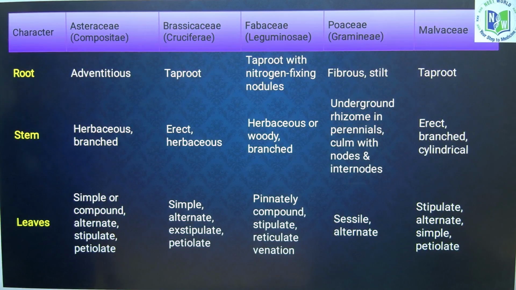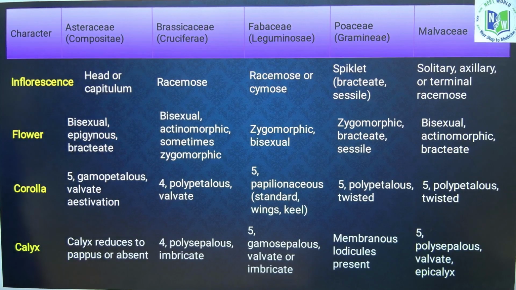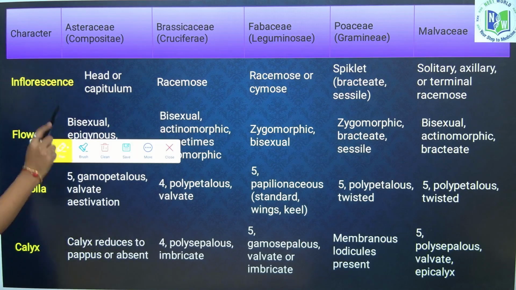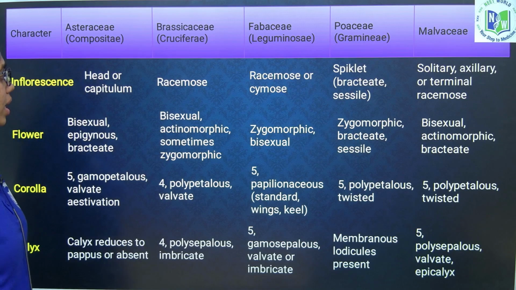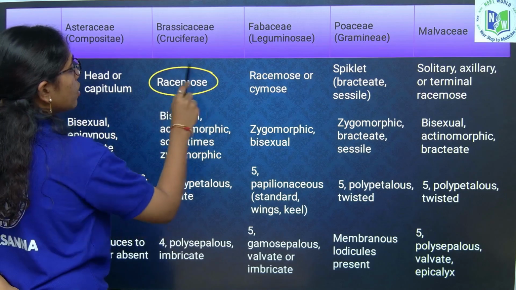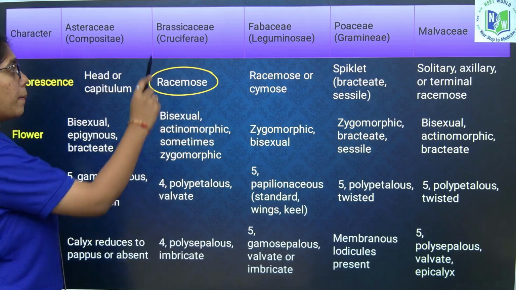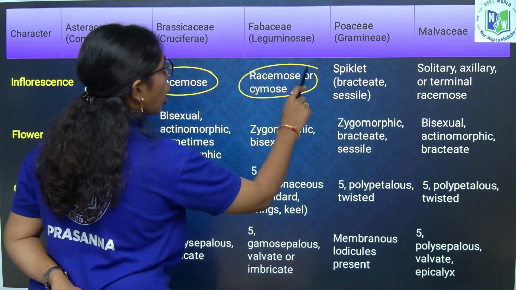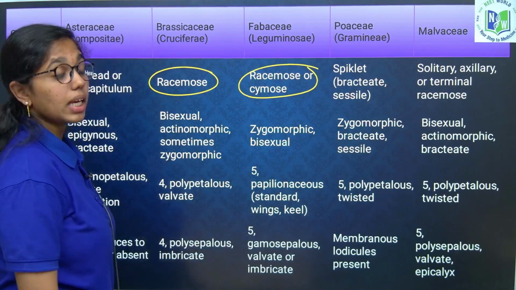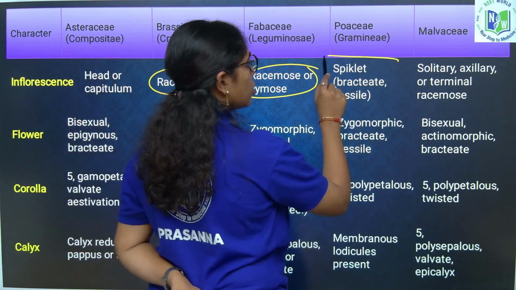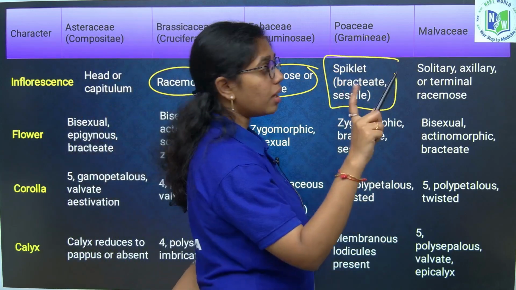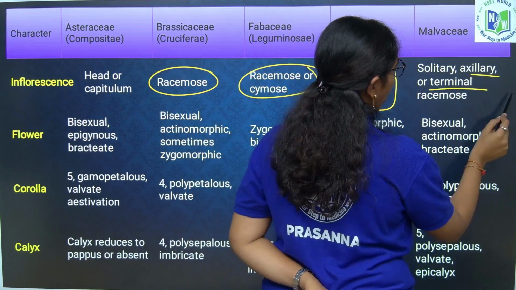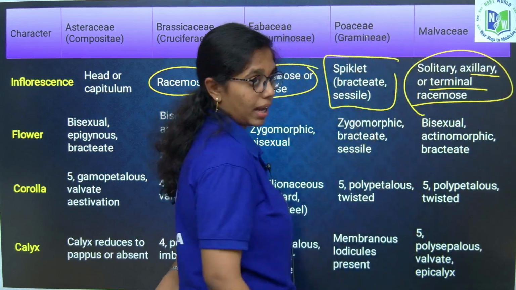Next, coming to the floral characters, first it is inflorescence, beta. Inflorescence is head or capitulum, as we have just discussed in Asteraceae, which has ray florets and disc florets. Racemose inflorescence you will see in Brassicaceae. Racemose or cymose in Fabaceae. Spikelet we have discussed just now, no? Spikelet in Poaceae. Solitary, means single flowers, axillary or terminal raceme in Malvaceae.